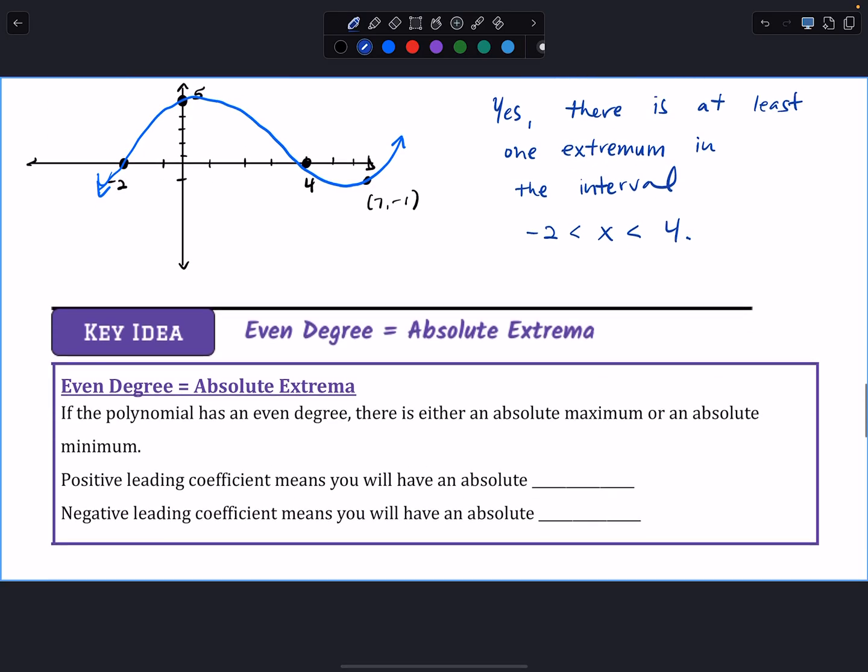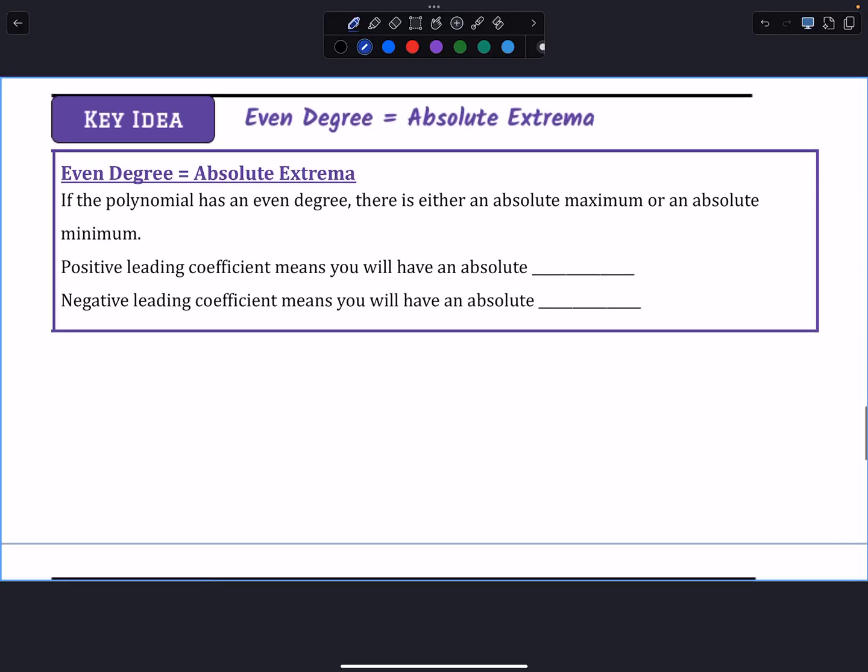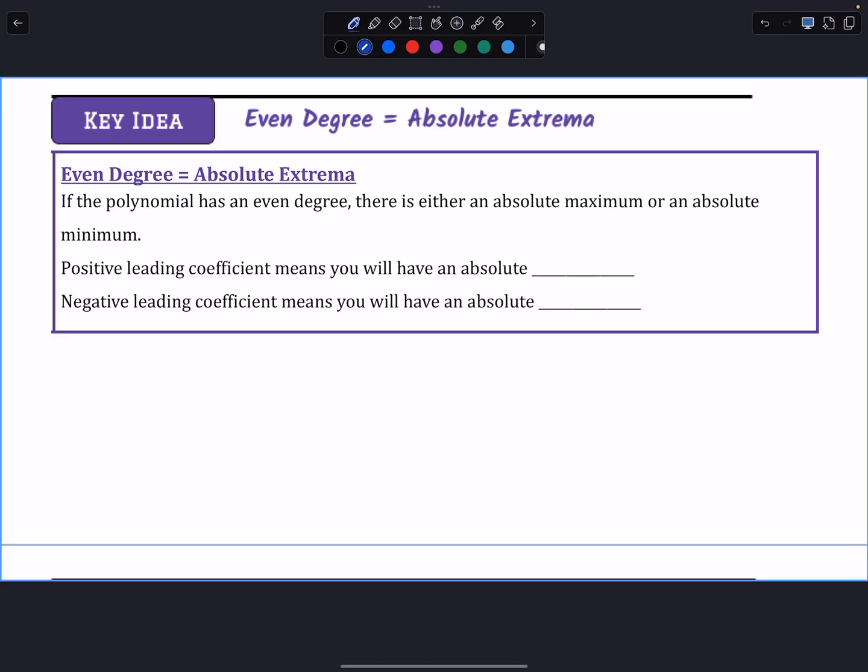Here's a cool one. We're going to talk about odd and even next week, but here's a little taste of that before we get to next week. If a polynomial has an even degree, then there's either an absolute maximum or absolute minimum. So, I'm going to be really silly right now, but I hope you guys remember it.